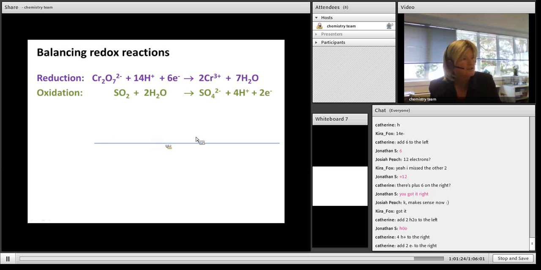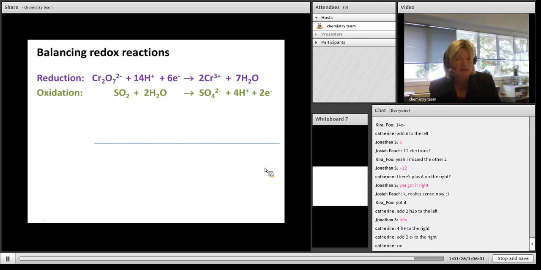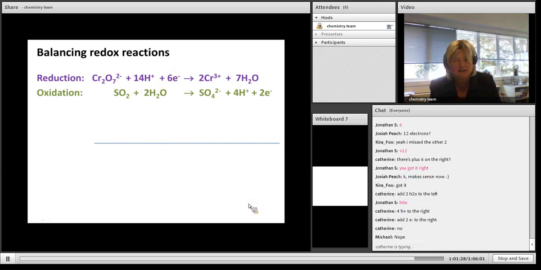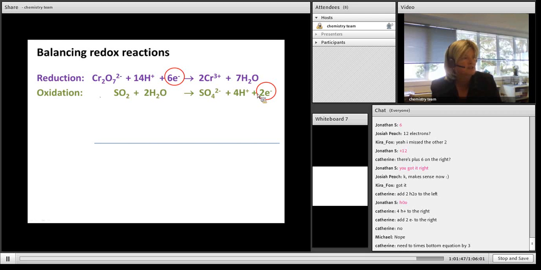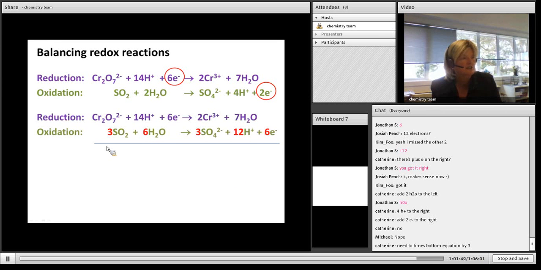Now, what do you notice about my electrons? Will they cancel? No. So I need to increase the number of electrons in this oxidation half reaction. So Catherine, correct, I need to multiply by 3. So there it's all the way. So 3 times 1 is 3, 3 times 2 is 6, 3 times 1 is 3, 3 times 4 is 12, 3 times 2 is 6.